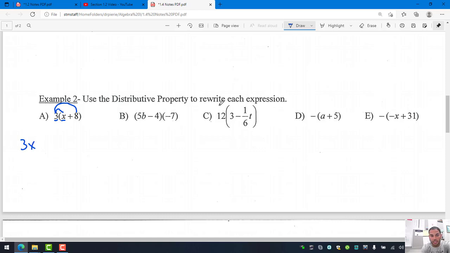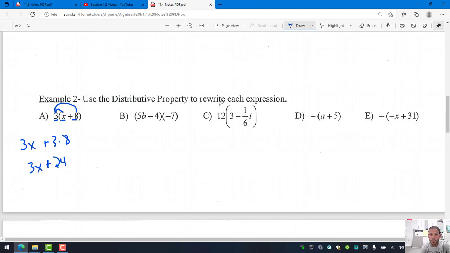Okay, the next thing I have to do is take this 3 and also multiply it with this positive 8, which would be plus 3 times 8. We know that 3 times 8 can be squished together into one term. It's the exact same thing as 24. I could rewrite this as 3x plus 24. Multiply the 3 with both of the terms inside the parentheses.